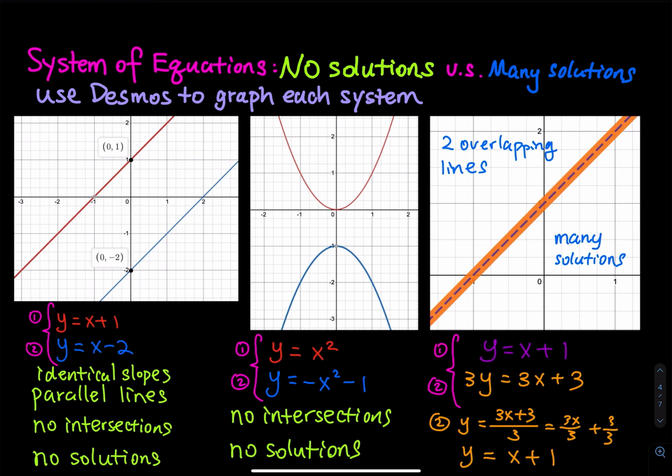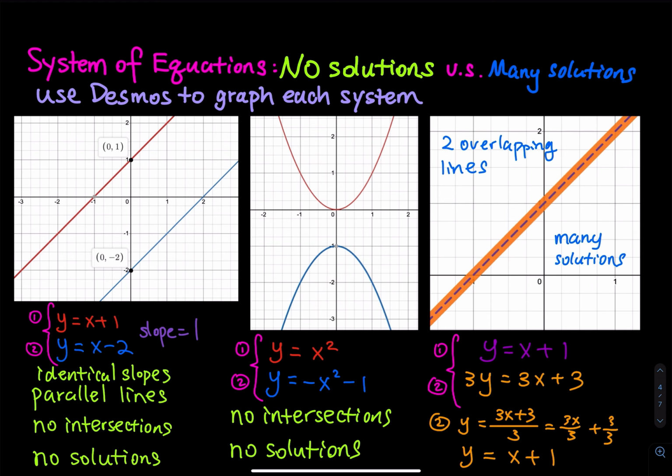So I create three graphs. The first system: the first equation is y equals x plus 1, and the second equation in blue is y equals x minus 2. Here is the graph. The first equation and the second equation have the same slope. So what is the slope? The slope is equal to 1.